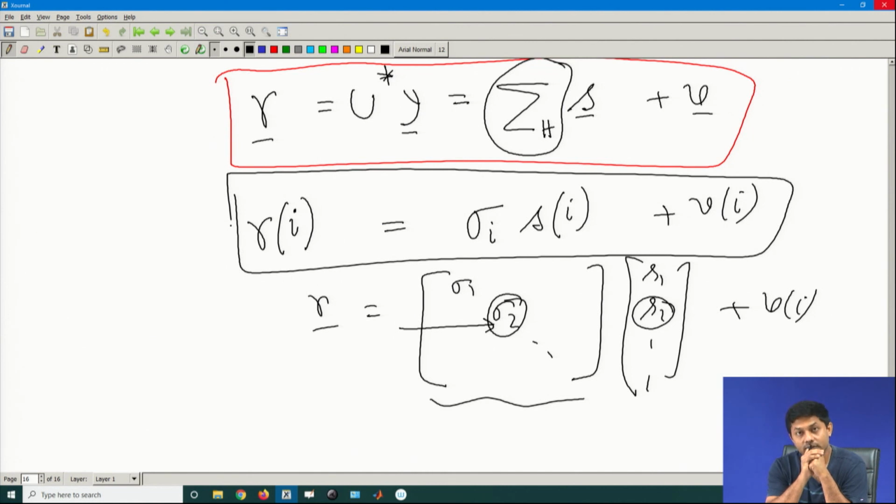Can I decode this? Can I decode S i? Very simple. Why? Because this is just like a scalar. This is a scalar value. That means R is equal to sigma into S i plus V. If you know sigma, because you know the channel, you can get back your S, normal estimation or detection. I do not have to involve any matrix there. So, this is the beautiful part of a particular precoder.